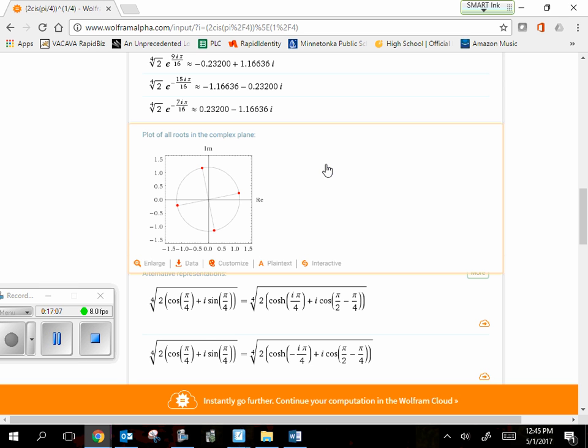If I did the 3 third roots of the same thing, I want you to think about what it would look like. Kind of like a peace sign. That's a good way to think of it.